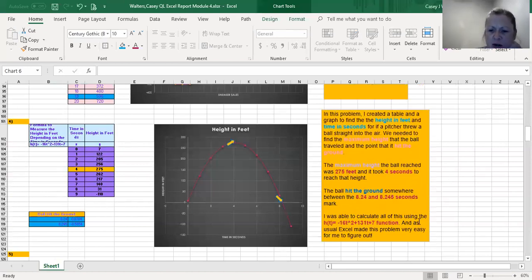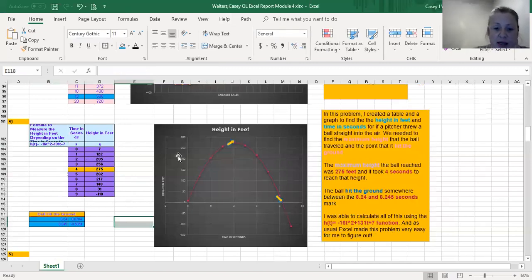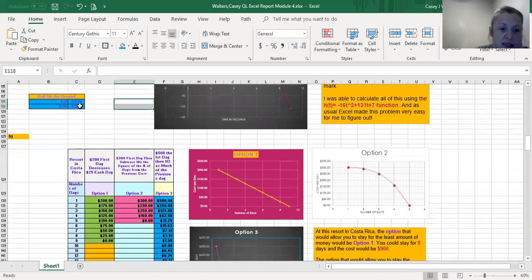I was able to calculate all of this using the function right here. And as you see, I put it in right here. So I was able to utilize the tools and the functions in Excel to get my answers. And as usual, Excel made this problem very easy for me to figure out. And that's how I was able to find my answers right here.